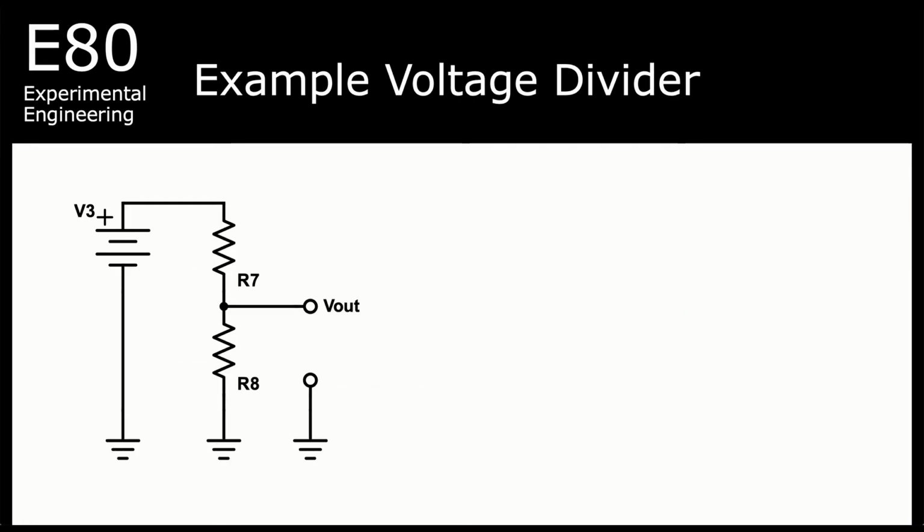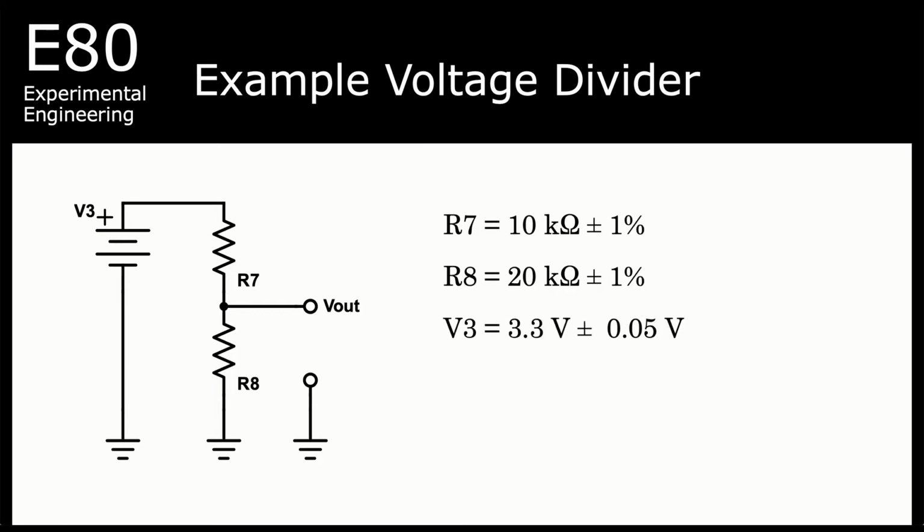Let's motivate the issue with an example. Suppose we have a voltage divider as shown in the figure. R7 and R8 are standard 1% parts, and V3 is a 3.3 volt voltage regulator where the spec sheet shows it is good to 3.3 volts plus or minus 0.05 volts. You should all be able to calculate the nominal output voltage V out. But how do you calculate the uncertainty?